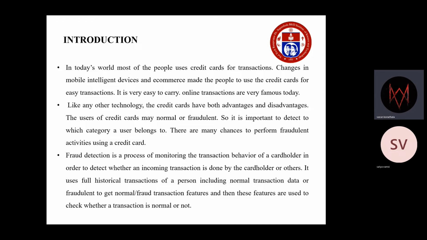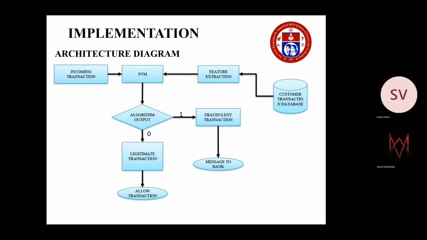And fraud detection: we are using two algorithms for detecting credit card fraud, one is SVM and one is random forest. Architecture diagram: for the transaction, the SVM algorithm is applied. After that, we will get the output from this algorithm. If the output is 1, it is detected as a fraud transaction and a message will be sent to the bank. And if the output is 0, it is considered a normal legitimate transaction and the transaction is allowed.